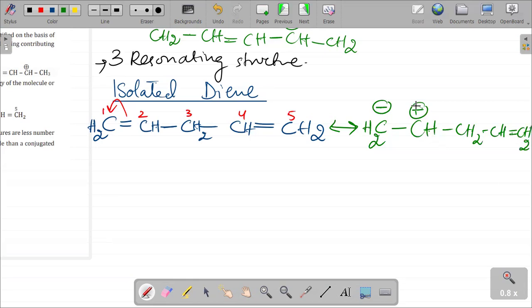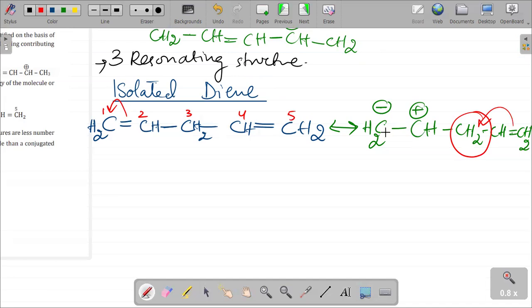So now, is any other structure possible for this isolated diene? If I shift this double bond to carbon number two, no, I cannot shift it, because carbon number three, which is a CH2, is not involved in the resonance, right? If I shift this double bond to this position, it would already contain two bonds with hydrogen and two bonds with the other carbon. Its valency is completed, so it is not involved in the resonance.